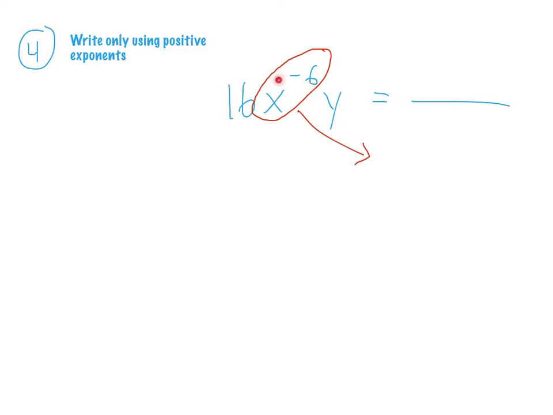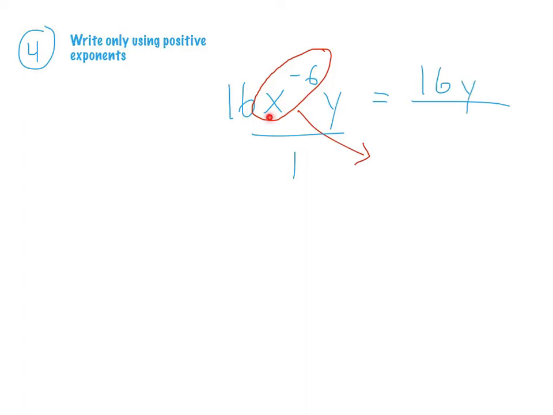Well, okay, so let's look at this originally. 16x to the negative 6th over y. Couldn't we technically say that's the same as saying 16x to the negative 6th times y over 1? Okay, well, if that's the case, then the 16 and the y are going to stay in the numerator. So I'm going to leave it as 16y.